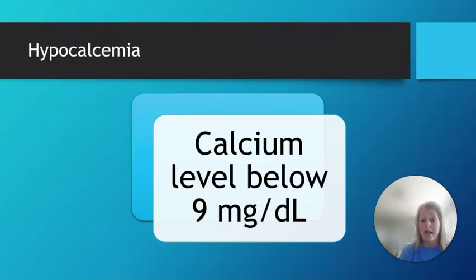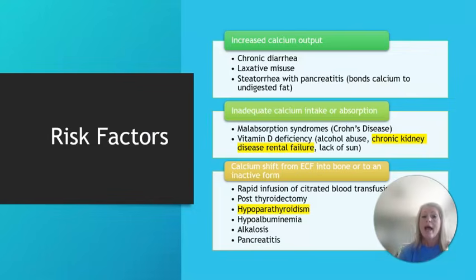So if we have a low calcium level, less than 9, how would we get a low calcium level? Let's think about what could cause it. We're going to be getting rid of calcium somehow. Well, there are 3 ways. We can have an increased calcium output. So that patient has had chronic diarrhea and has been getting rid of a lot of their calcium. They've been using lots of laxatives and it's causing a lot of that calcium to go out.